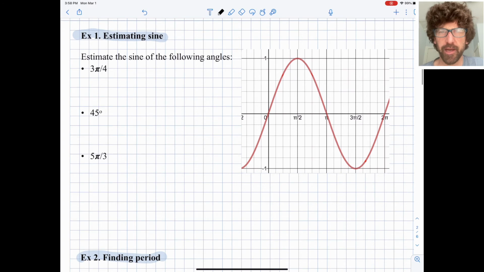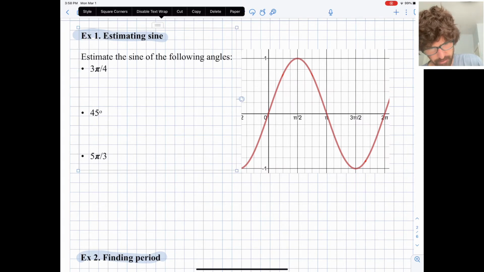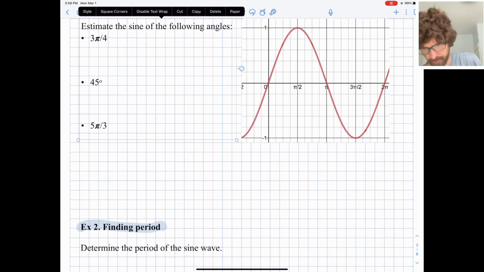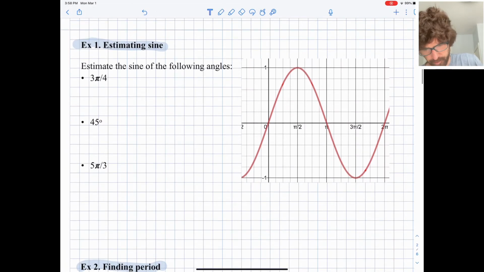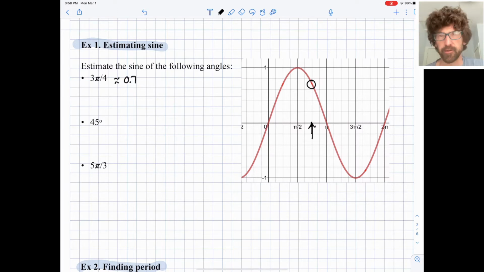So one thing you can do if you have a sine wave is estimate the sine of various angles. First, we'll estimate the sine of 3 pi over 4. So that looks like this point right here on the x-axis. So it looks like we're trying to find that y-coordinate right there. And to me, it looks like it's going to be about 0.7 or so. In actuality, it's 0.707, but roughly from reading off the graph, it looks like it's about 0.7.